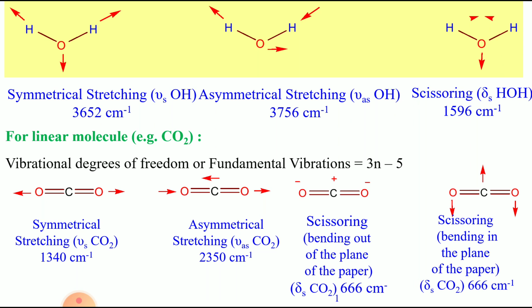The carbon dioxide structure is linear, because all the atoms are in the same line. But in the case of water, which is a non-linear molecule, we substitute in the formula 3n minus 6. In the case of a linear molecule, the formula is 3n minus 5.